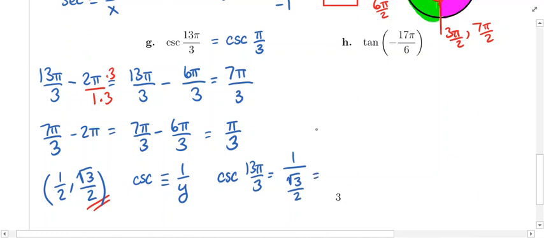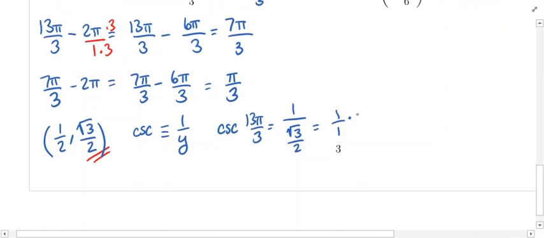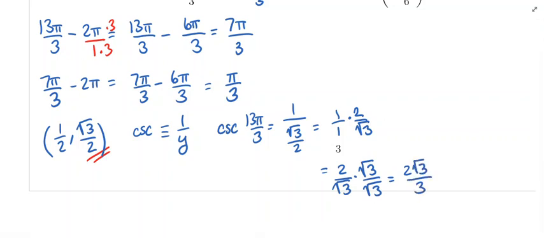So we just need to calculate this. The top fraction's 1 over 1, change to multiplication, flip the bottom fraction. So this is going to be 2 over the square root of 3, rationalize the denominator. The cosecant is going to be 2 square root of 3 over 3.